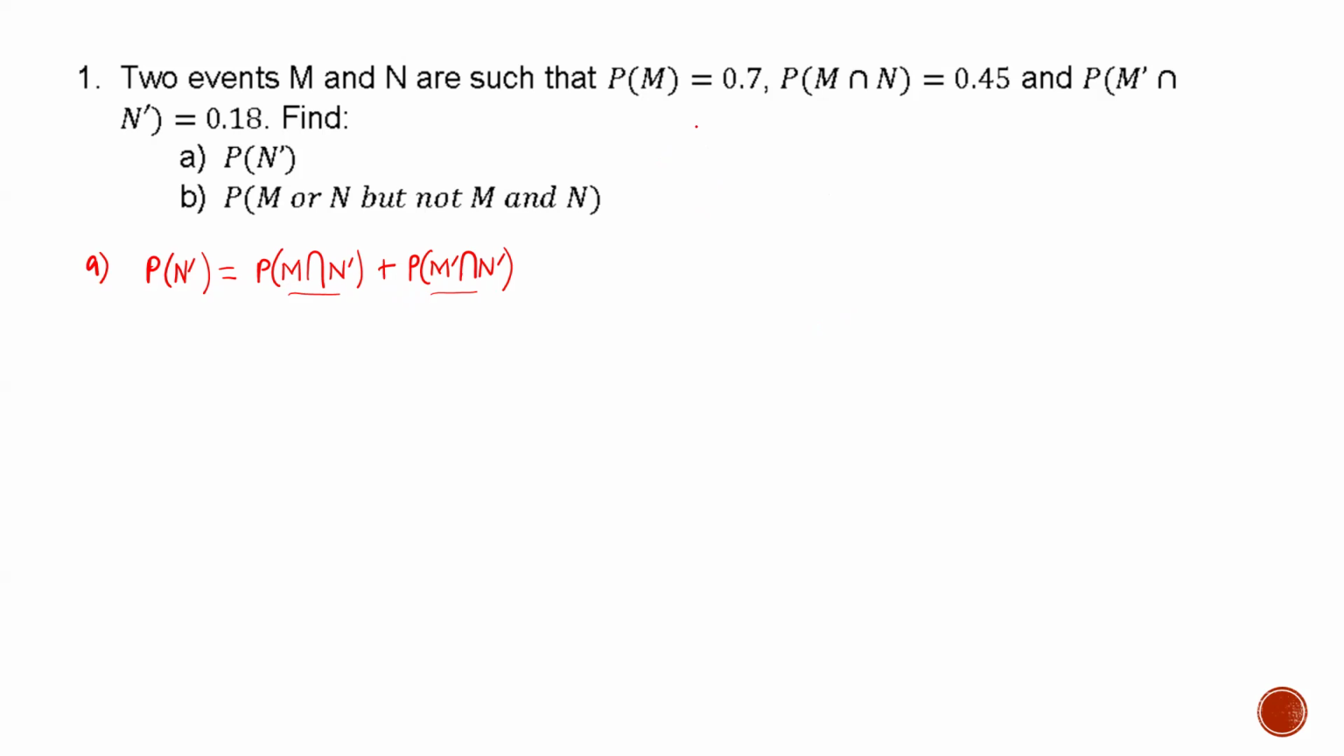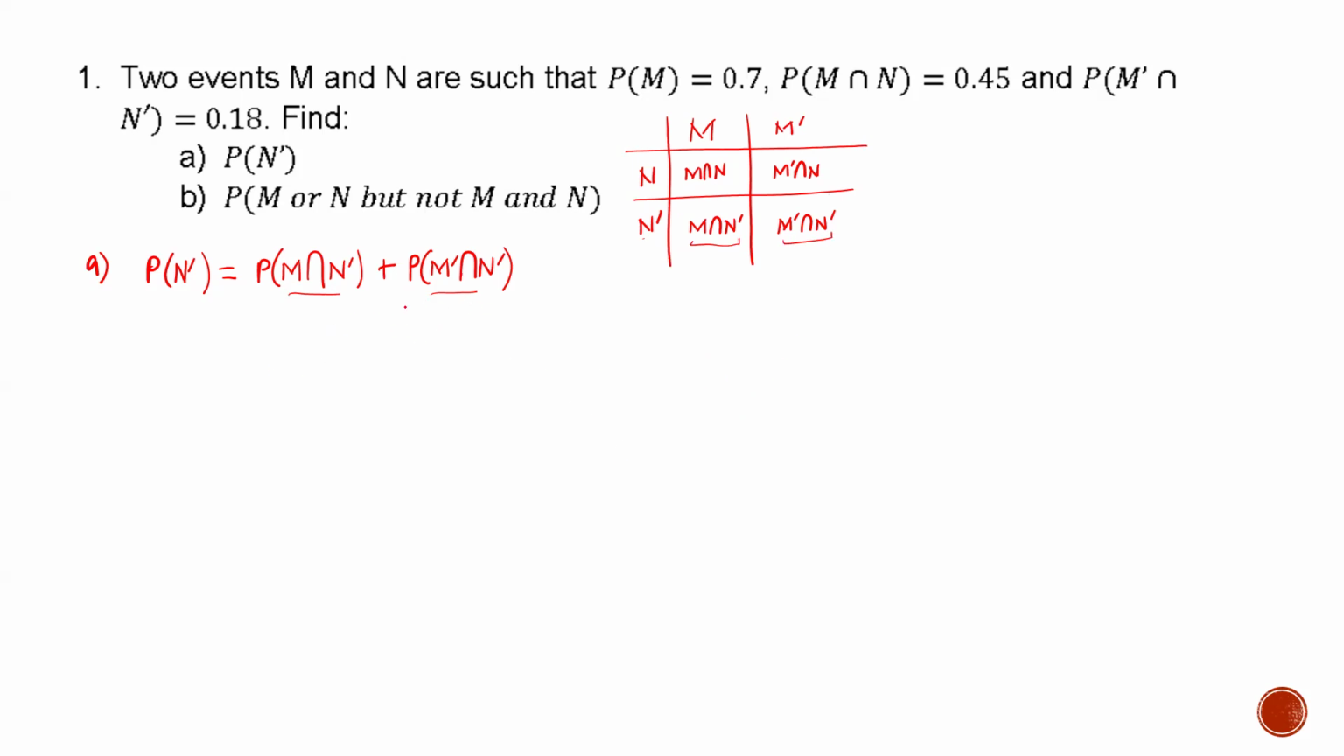Some of you might be familiar with a table that looks like this. And so here you have M intersection N, M complement intersection N, M intersection N complement, and then M complement intersection N complement. Yeah, it's called a contingency table. And this table shows us that the probability of N complement is in fact the sum of these two probabilities, which is what we have here.